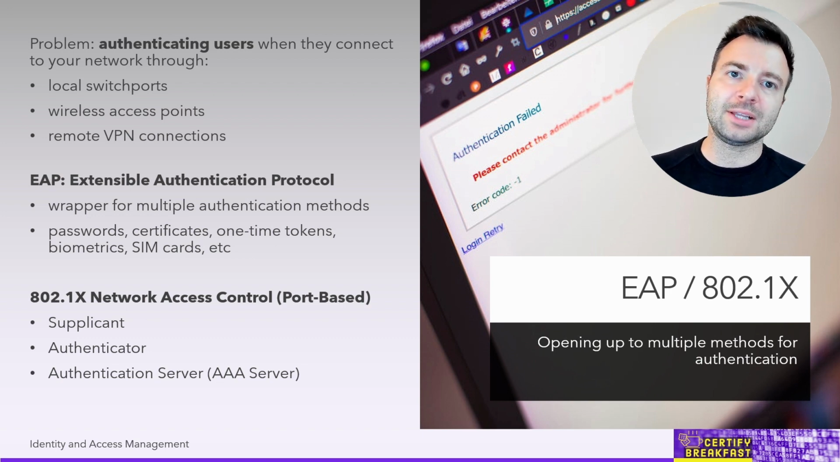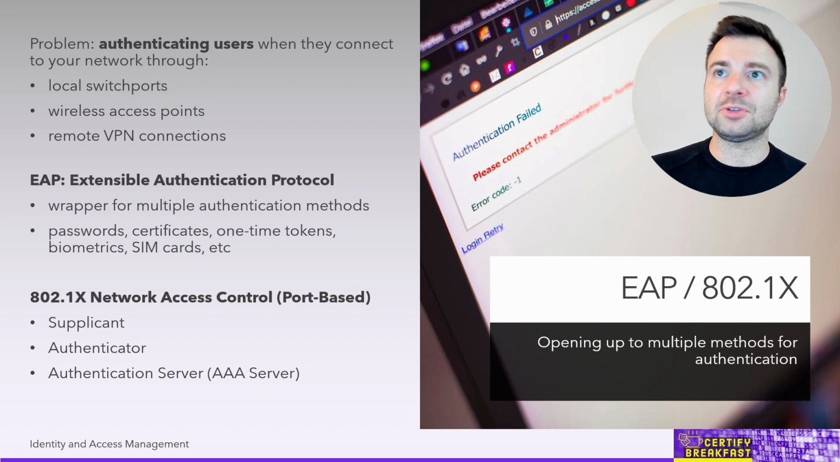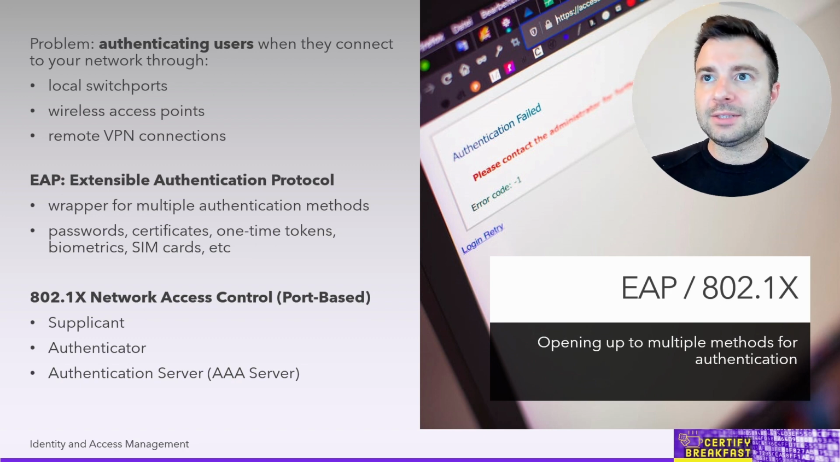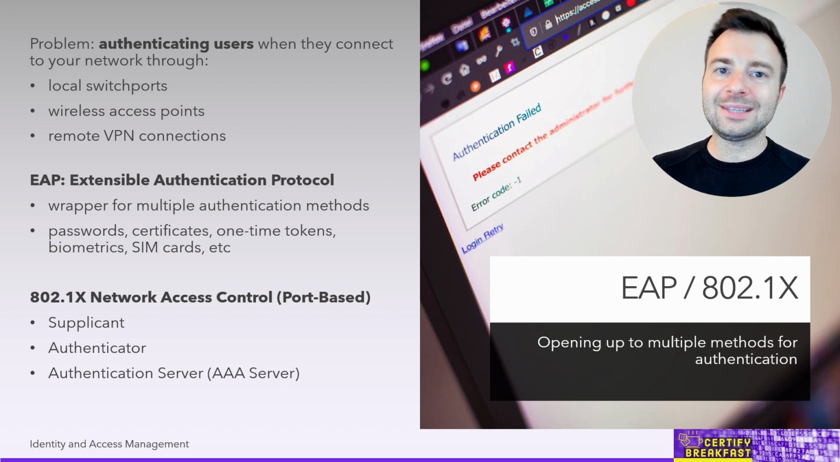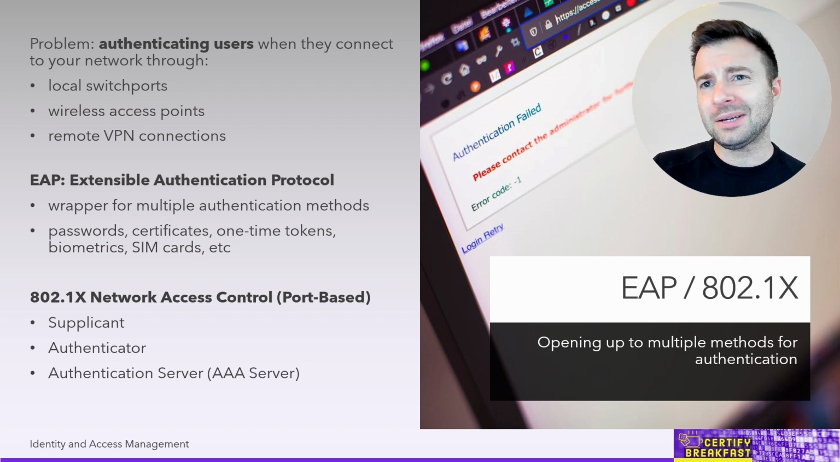And we have a couple of terms that we need to be familiar with when talking about 802.1x. The first one being supplicant. The supplicant is the actual device requesting access. Next one, we have the authenticator, which might sound a bit counterintuitive because the authenticator is the device through which you get to access the network.